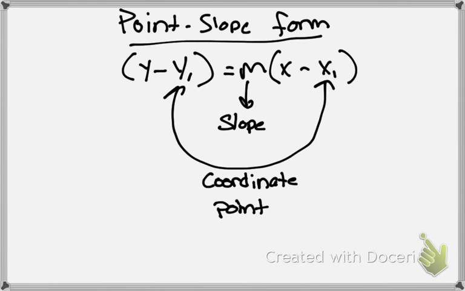So again, this is point-slope form because we use a coordinate point and the slope to find the equation of our line. Something that is worth noting is we will not write our final answer in point-slope form. Our final form will always be y equals mx plus b. This just gives us a starting point to find y equals mx plus b.